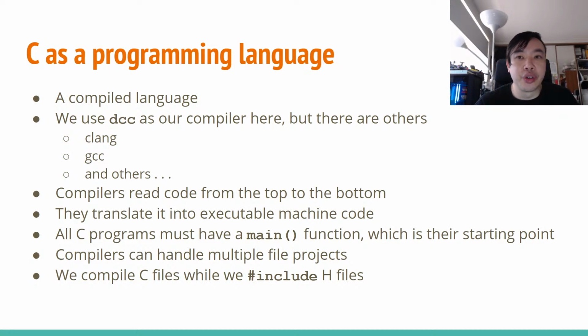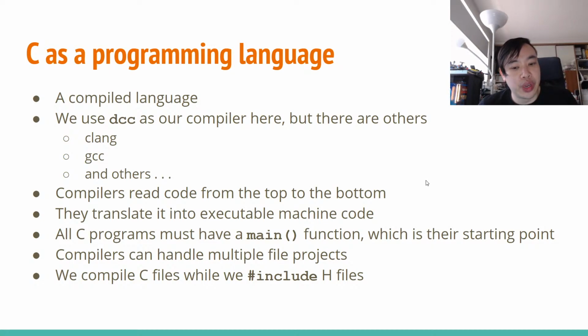So the compiler is going to read your code line by line, top to bottom, and translate it into instructions that the computer can execute. And so that's it transforming it into that other file that you use when you do ./filename. All C programs have a main function that is the entry point for the compiler to say this is the thing that runs first.